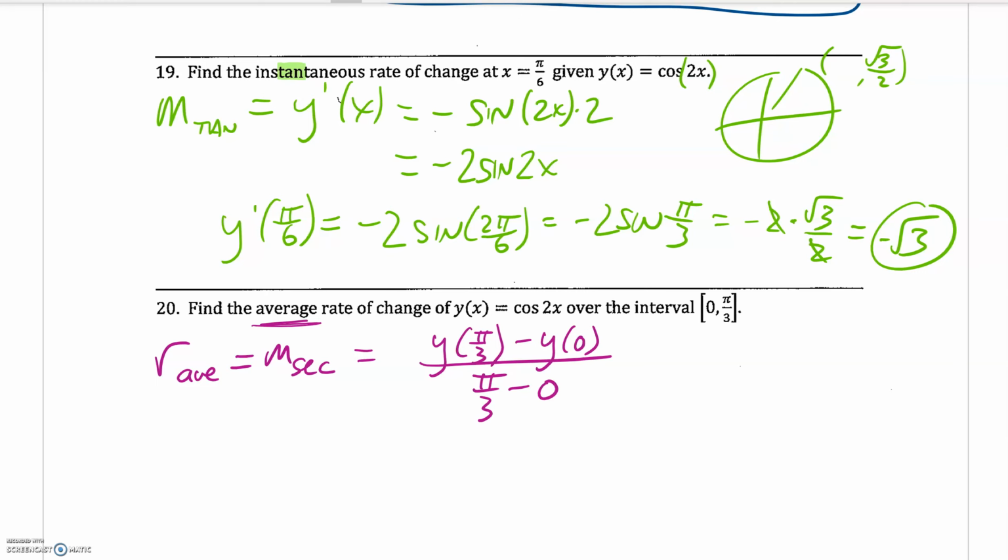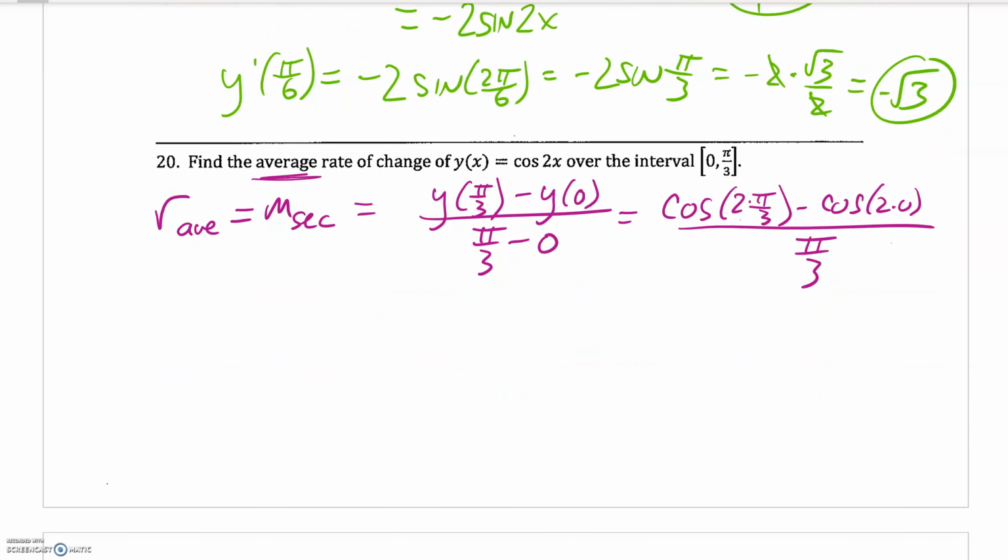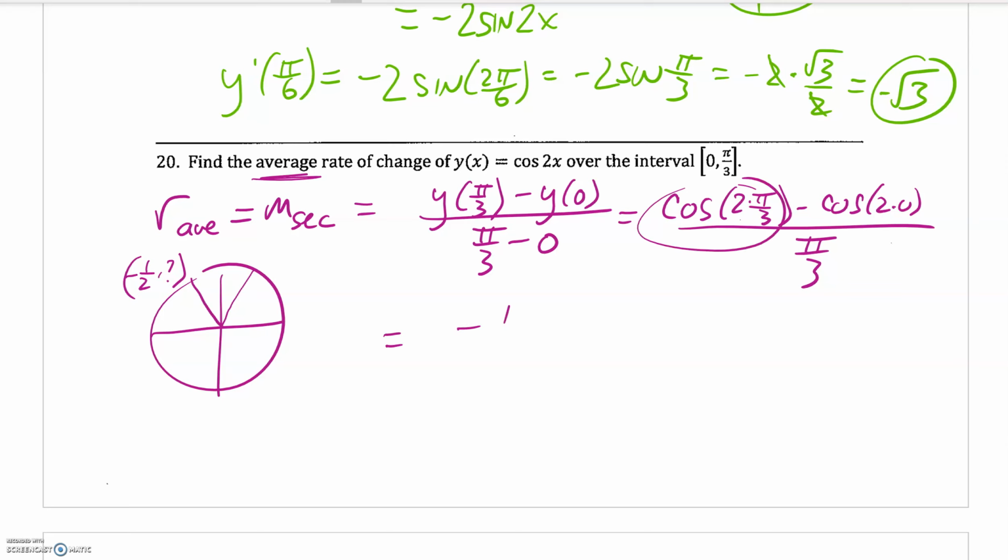So let's go find out what y of pi over 3 is. That would be cosine of 2 times pi over 3 minus cosine of 2 times 0. And on the bottom is already a simple little pi over 3. So cosine of 2 pi over 3, I don't have a picture yet, but let's go find that. Here's 1 pi over 3, here's 2 pi over 3. And we want the cosine, which would be negative 1/2. And of course, the sine is over here, but we don't really care about that. So let's take that negative 1/2. That'll go on top for this.